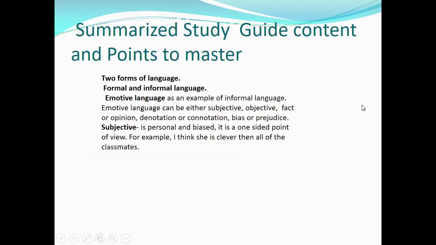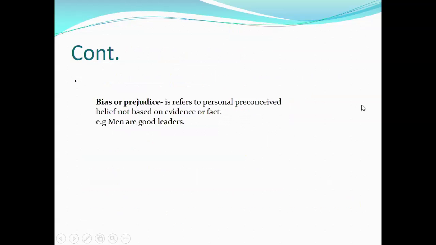We continue. The next one is bias and prejudice. This refers to personal preconceived belief, not based on evidence or fact. There are some things that we believe, maybe in our culture or just belief of our individual, maybe in a certain village or in our group, that this is what it is, but it's just a belief, not really that it is. It might be, in most cases when we have belief, they come our way. So this is what we now call bias and being prejudiced.